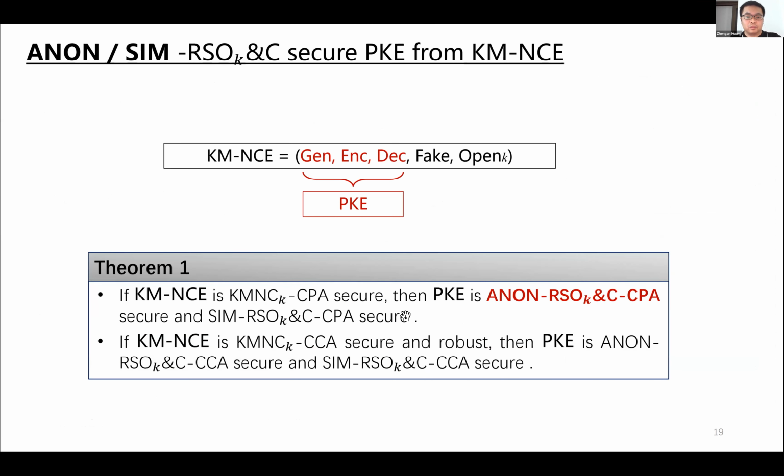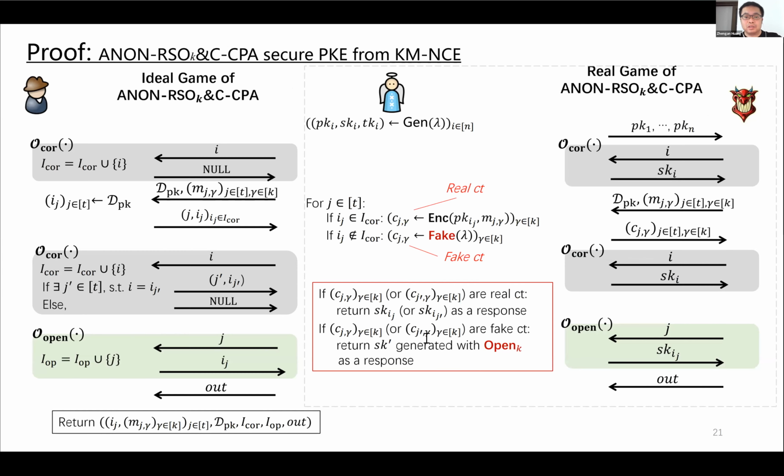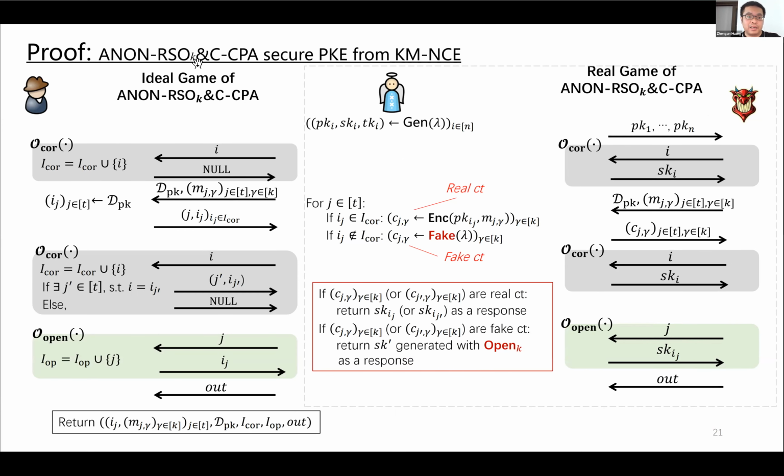And we have shown that KMNC CPA security requires that the fake ciphertext and the real ciphertext are indistinguishable, and the open secret key and the real secret key are indistinguishable. So we have that the KMNC CPA security will guarantee the ideal game and the real game are also indistinguishable. So we obtain the anonymous SO KMNC CPA security.